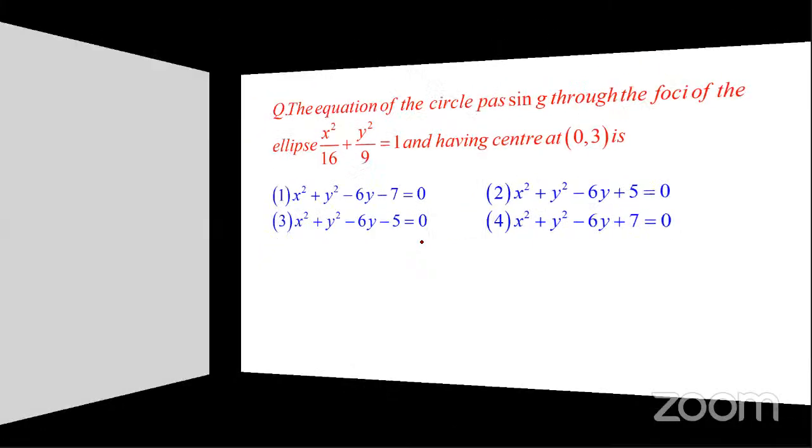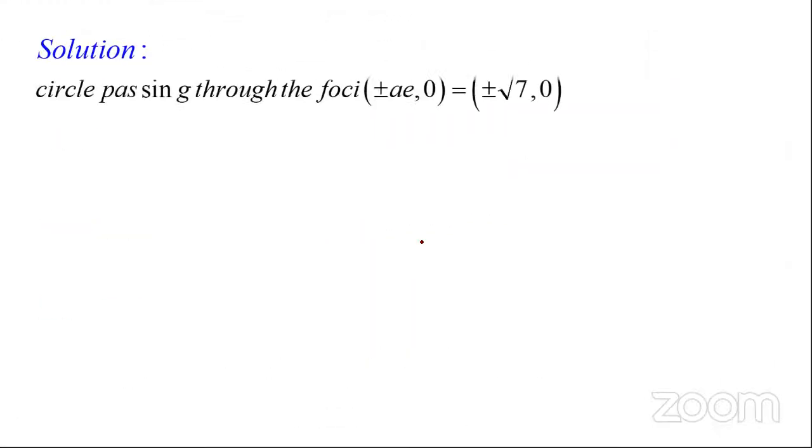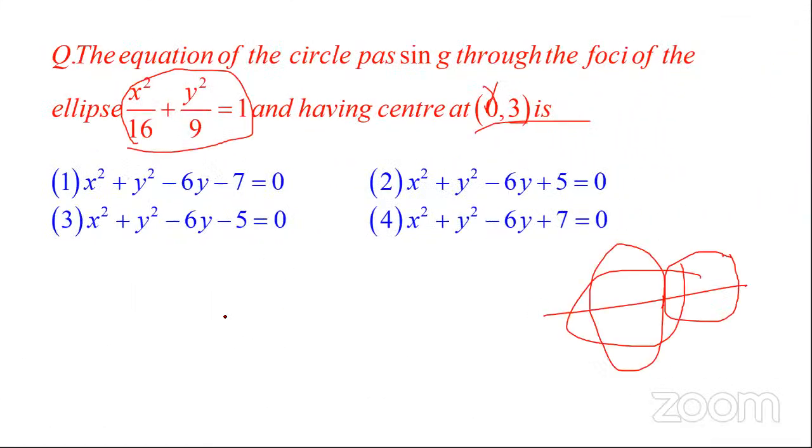Next, the solution of that one. The circle passes through the foci, that is plus or minus a comma 0, so plus or minus root 7. Sir, how can you find the foci? The a value, sir. So just take this. This is the e value.